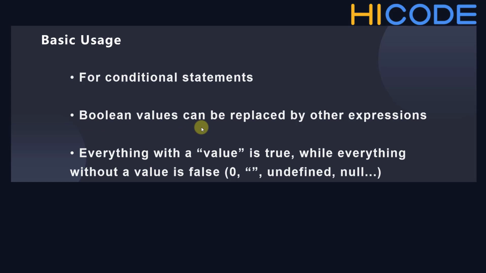For example, everything with a value is true, while everything without one is false. 0 is false, whereas 1 is seen as true. An empty string is regarded as false. Undefined and null are both seen as false.